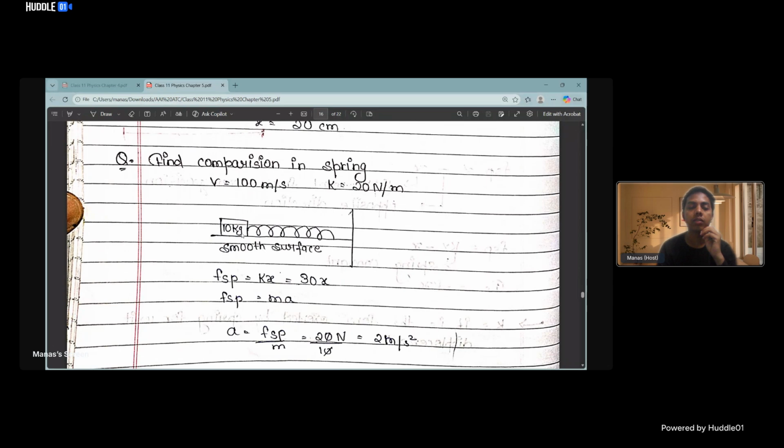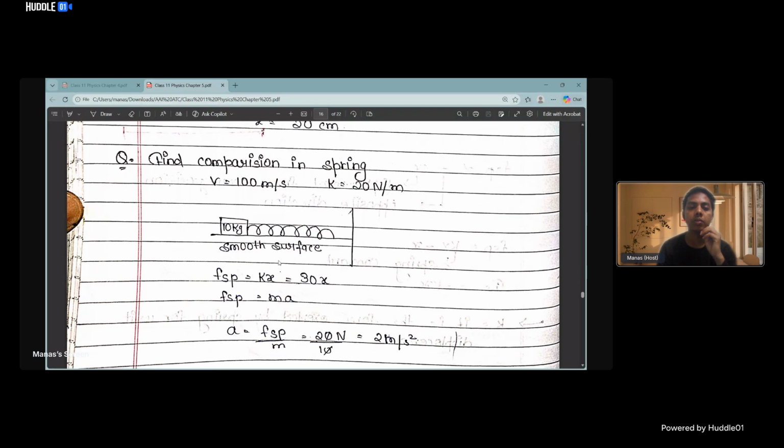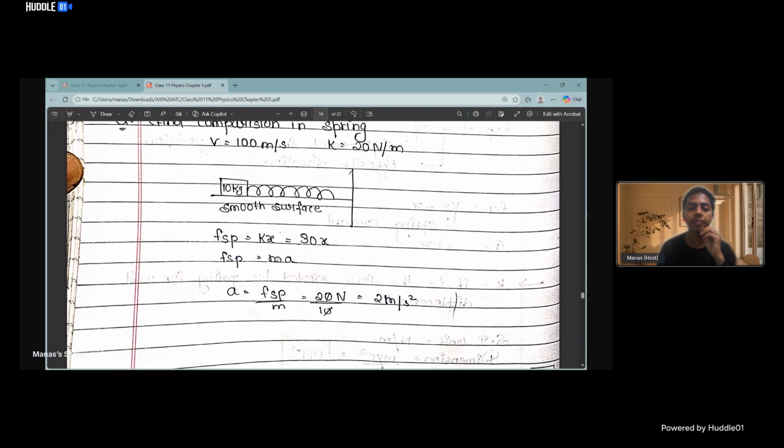And there is a 10 kg mass on a smooth surface connected with the spring. We have to find the acceleration. First we applied force to displace the 10 kg mass, then we left it.